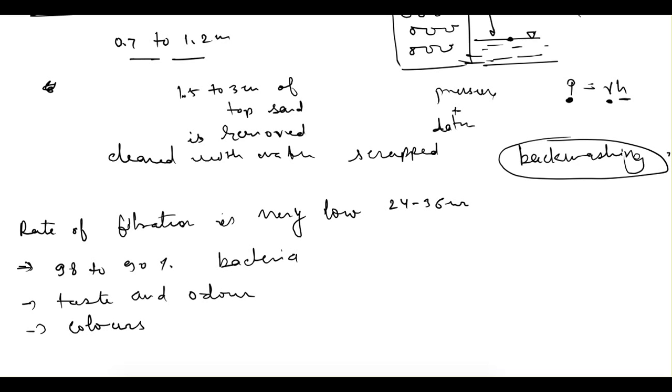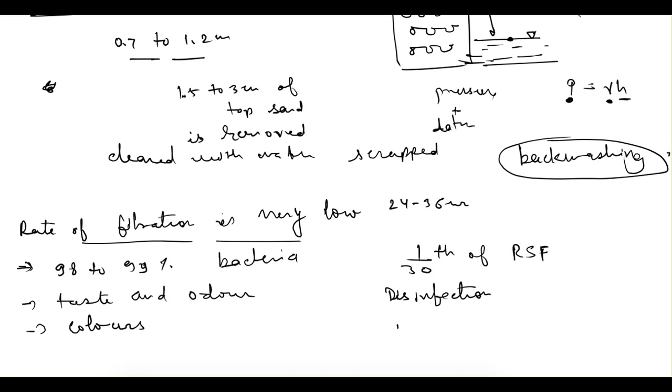Whereas rapid sand filters can remove colors also. So if they are removing so much bacteria, why are we not using them? Because the rate of filtration is very low. It is about 1/30th of a rapid sand filter. And nowadays we have disinfection techniques. Whatever water we get from filters, we apply some disinfectant on it, such as chlorine. Because of these disinfection techniques, we do not need very clear water from filters. We can later do the disinfection and remove the bacteria. That's why we do not use slow sand filters.